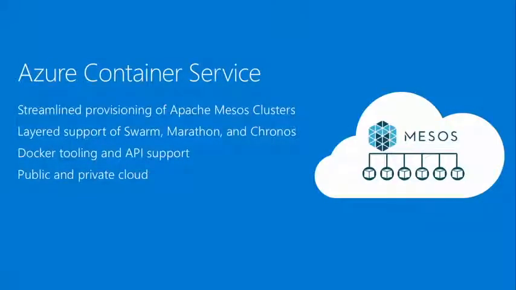And that is the very recently announced Azure Container Service. This solution is a streamlined way of provisioning Apache Mesos clusters that will allow the layering of support of Swarm, Marathon, or Chronos on top of it, with, of course, the tried and tested and very popular Docker tooling and API support that will be able to support both public and private clouds. And so this will be available as an Azure service. And if you want to see more details on this, you can find Ross's video that spends most of the time talking about this new service and the capabilities that we will offer with it.